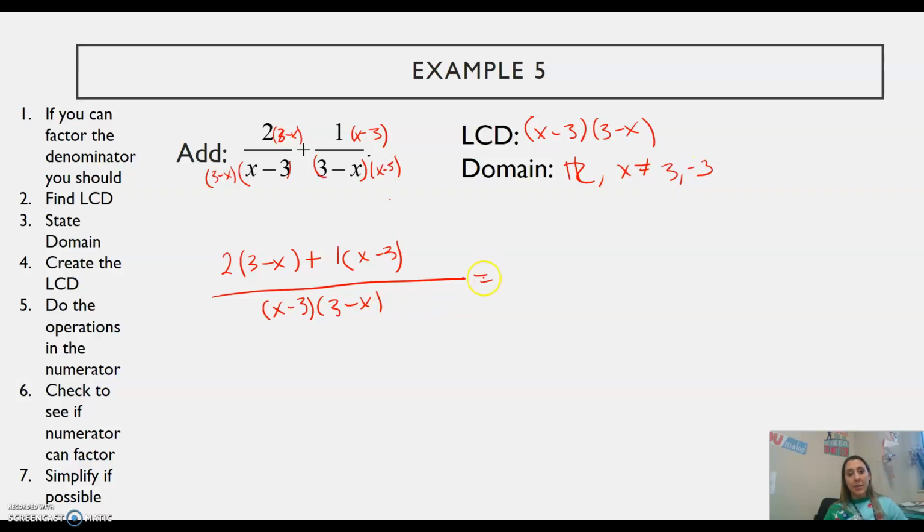Okay, so then we get 2 times 3, so we have to distribute. I'm going to distribute this. And we end up with 2 times 3, which is 6x. 2 times negative x is negative 2x. 1 times x is plus x, and 1 times negative 3 is negative 3. Alright, so now we have that, and we still have our common denominator.